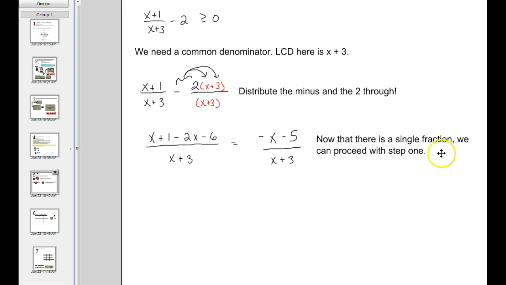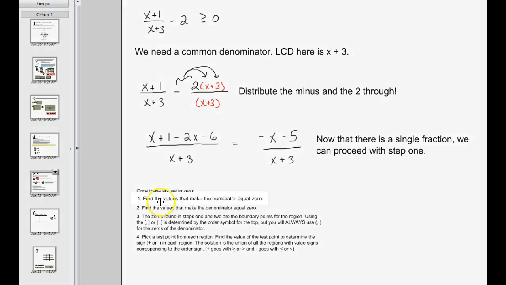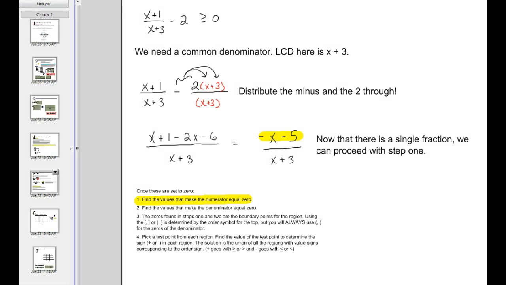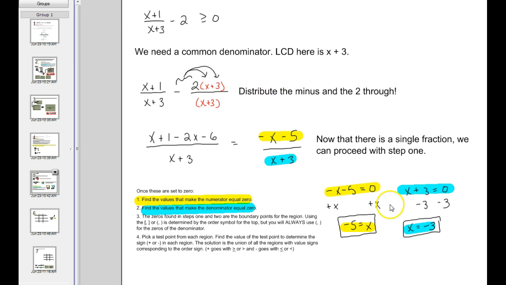Okay, now that we have a single fraction, we can go into our work for step 1. Alright, step 1 says find the values that make the numerator equal to 0. So the negative x minus 5 is the numerator, and if we set it equal to 0 and solve, we can just add the x over on both sides, and we get negative 5 equals x. So there's one of my zeros. Okay, and now we find the values that make the denominator equal to 0. So x plus 3, I'm going to set that equal to 0, and that's easy enough. We just subtract the 3 over, we get x equals negative 3.